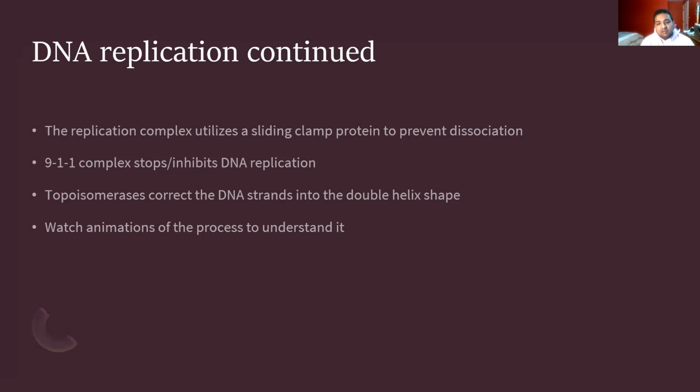The replication complex utilizes a sliding clamp protein to prevent dissociation. You don't want your protein to go away from your DNA before you're done replicating. So there's a sliding clamp protein to keep it in place, and it slides along the DNA. It clamps onto the backbone and slides along with the complex to synthesize the DNA. There's a 9-1-1 complex that stops or inhibits DNA replication. So this is where we're going to say, okay, we're done with this portion of DNA. You can disassociate now.